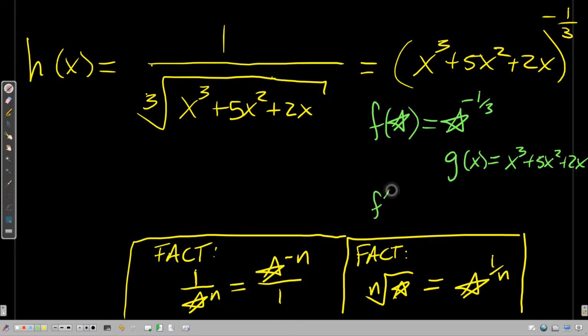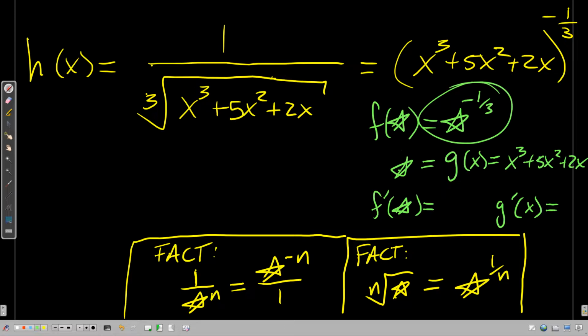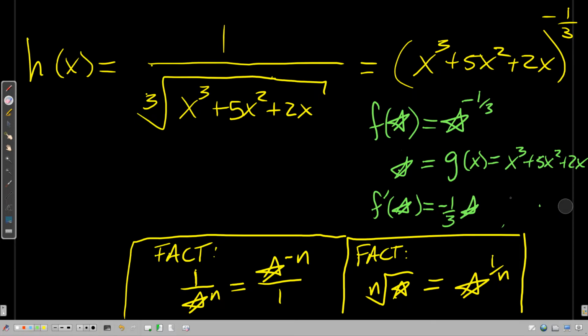Now all I need is f prime and g prime. I'm literally going to multiply them together, and that's my answer, with the only caveat that g of x is what star is going to be. Okay? So f prime of star right there, well, that's just a power rule. So you get a minus 1/3 star to the minus 1/3 minus 1. So that's minus 4/3.